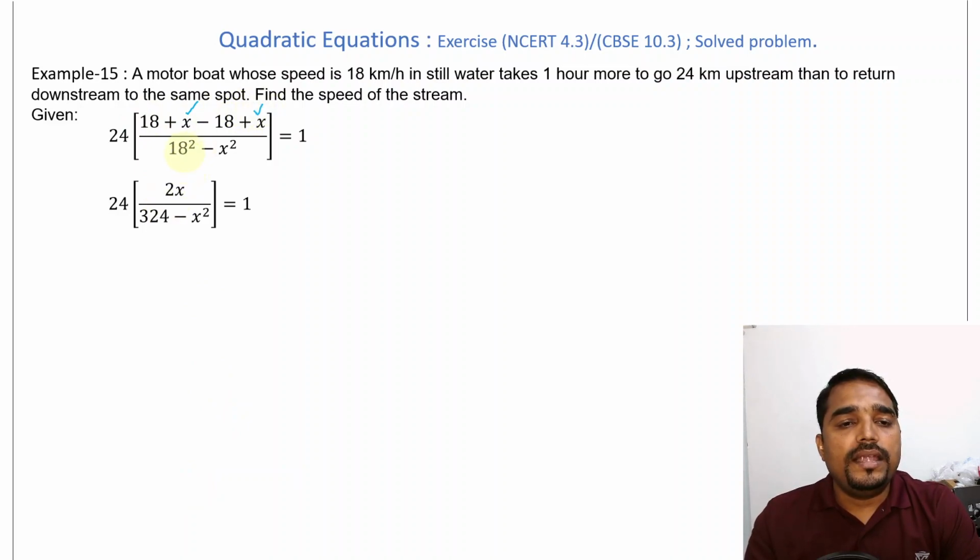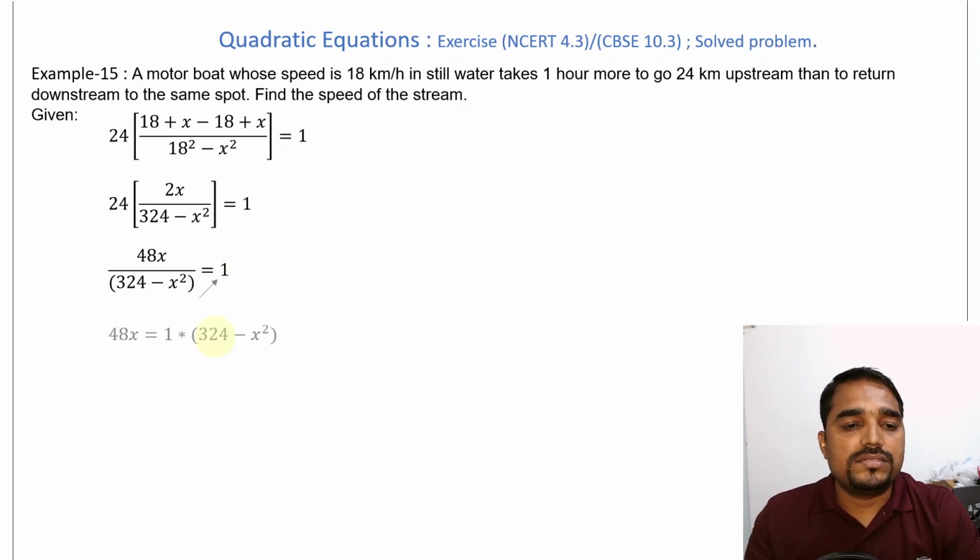And here 18² − x² is 324 − x². Now 24 multiplied by 2x is 48x, divided by 324 − x², the denominator, which would remain as it is. Now to find the quadratic equation, let us transpose this denominator to the RHS. Upon transposing, since it is getting divided here, it would get multiplied, that is 48x is equal to 1 into (324 − x²) is what we are getting.